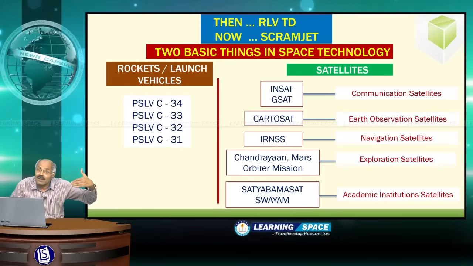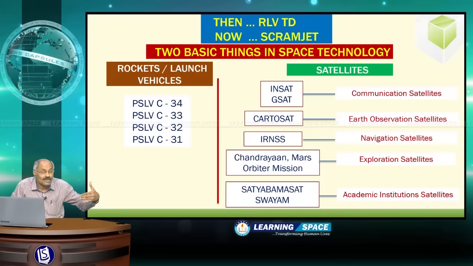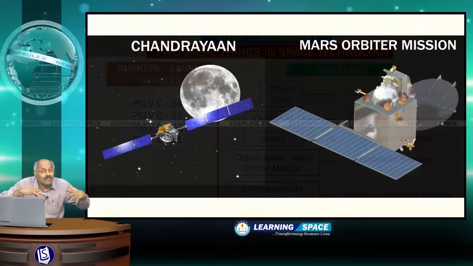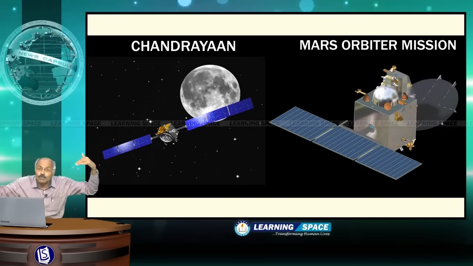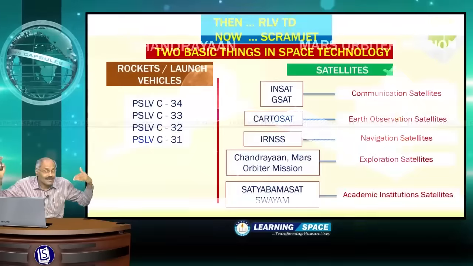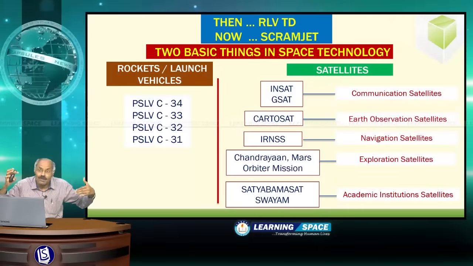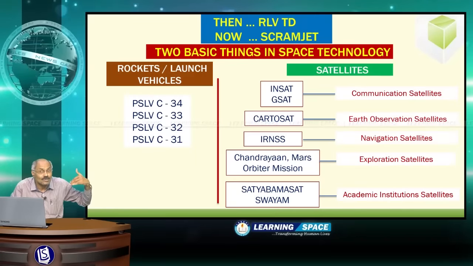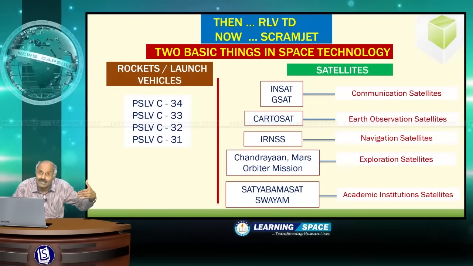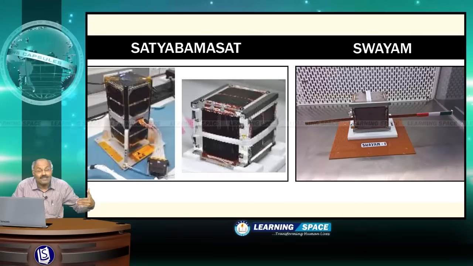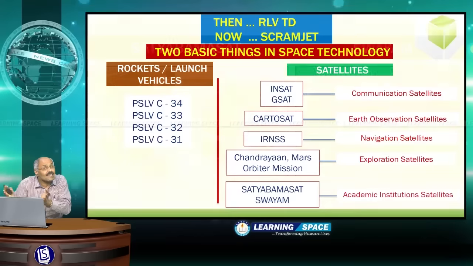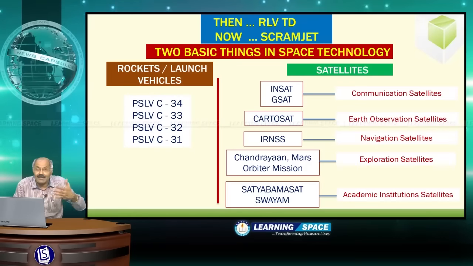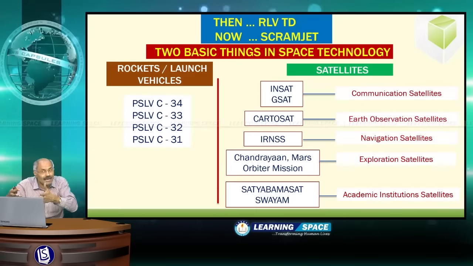Then Chandrayaan, then the Mars Orbiter Mission, all of you are well aware, these are for exploration of space. So, these are called exploration satellites. At the same time, some satellites were launched for some educational institutions like Satyabhama University and an Engineering College in Pune. They are Satyabhama Sat and Swayam. So, these are various types of satellites, and all of you are familiar with these names.